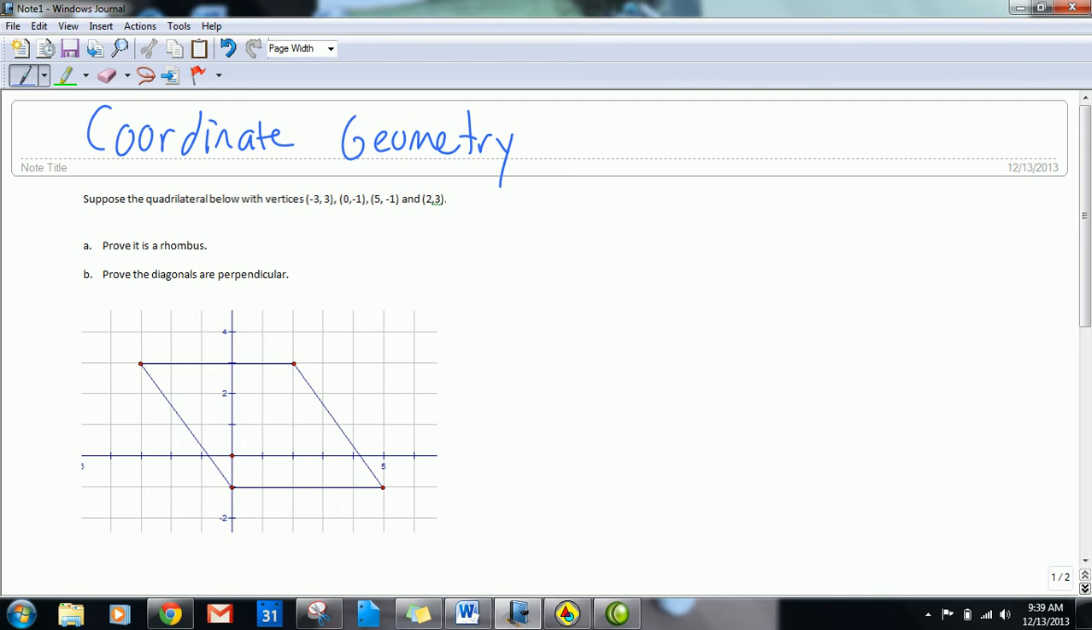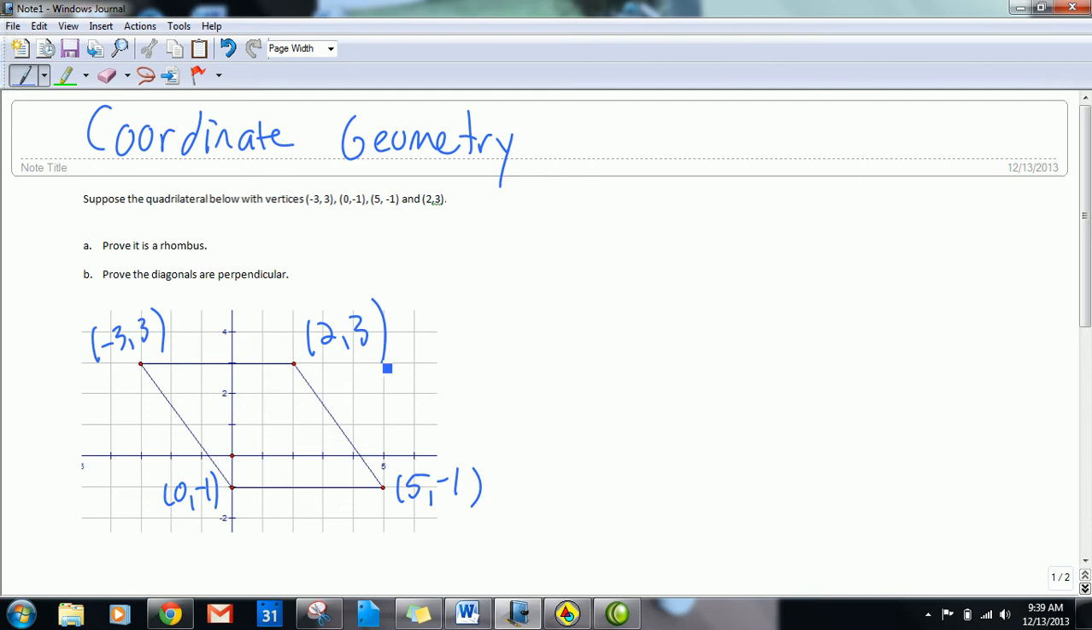It's a great problem. We have this quadrilateral below, and it has vertices at -3, 3, so that's right here. Why don't I just write -3, 3 on there? Probably more helpful. Then 0, -1 is right here, and 5, -1 is right here, and 2, 3 is up here. All right, so those are my 4 vertices that define this quadrilateral.